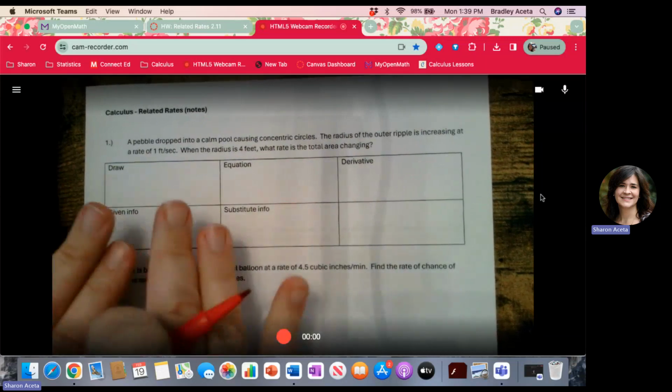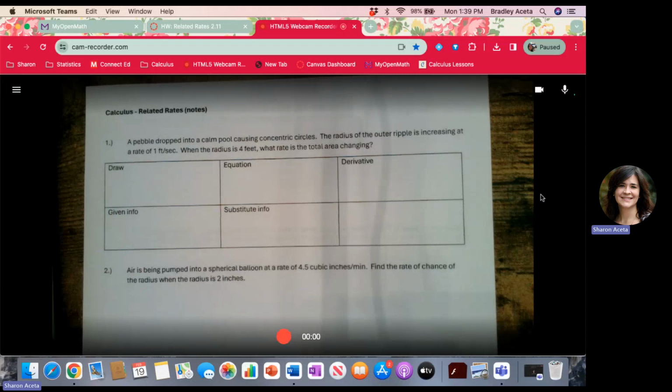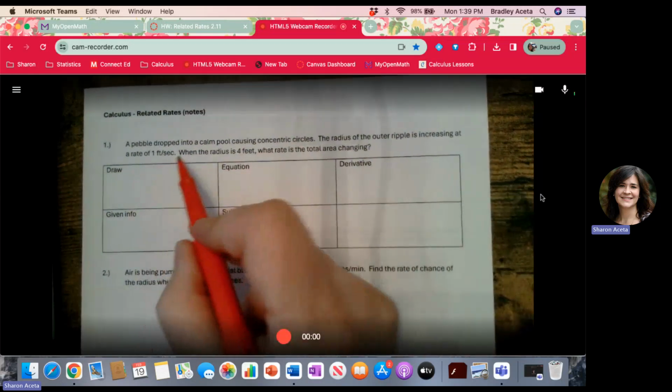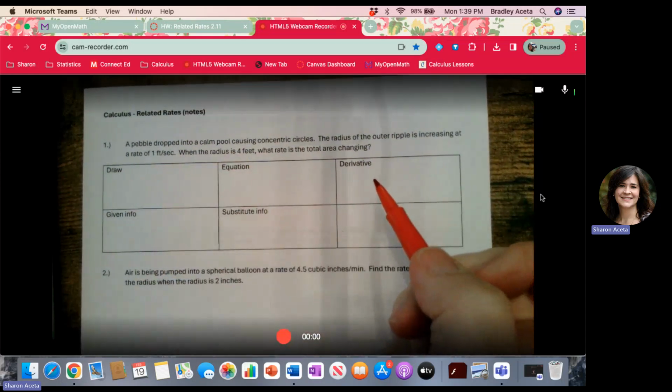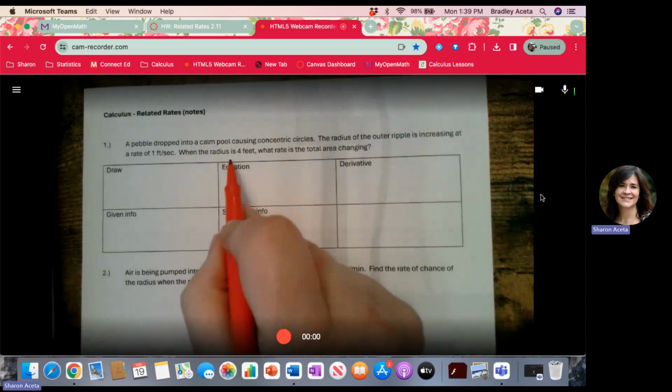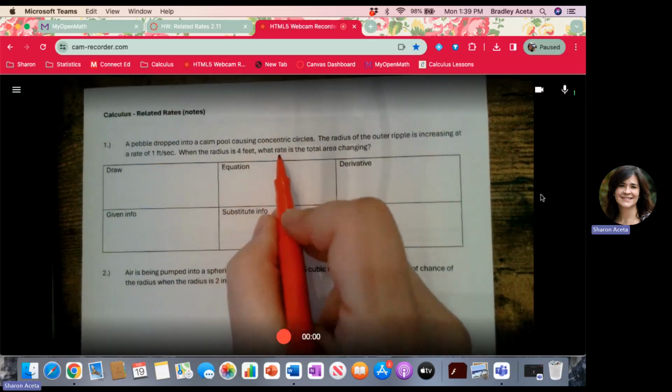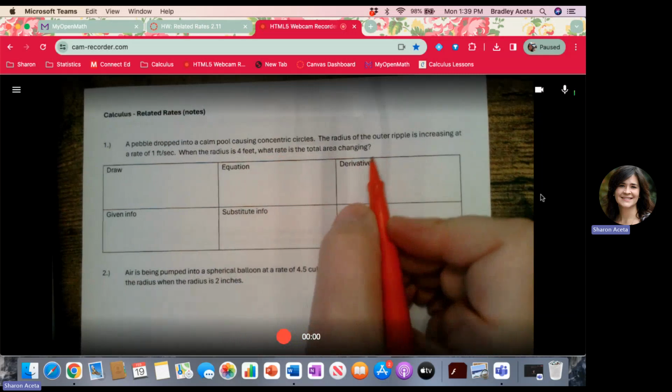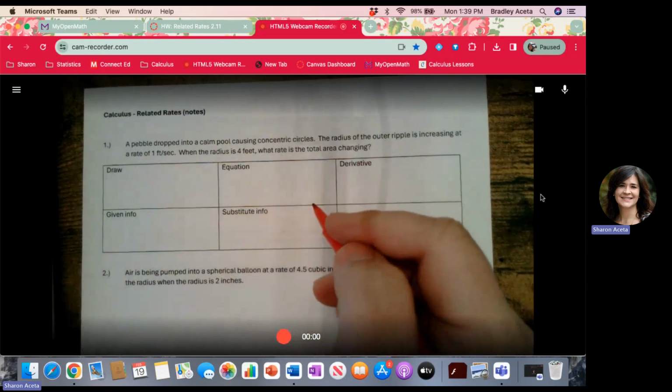So here's just the basic steps that I would write in little boxes for you. And this is what we'll be doing for all the problems. A pebble is dropped into a calm pool, causing concentric circles. The radius of the outer ripple is increasing at a rate of. Do you hear that phrase? Increasing at a rate of. When the radius is 4 feet, what rate is the total area changing? Again, those phrases are coming up.